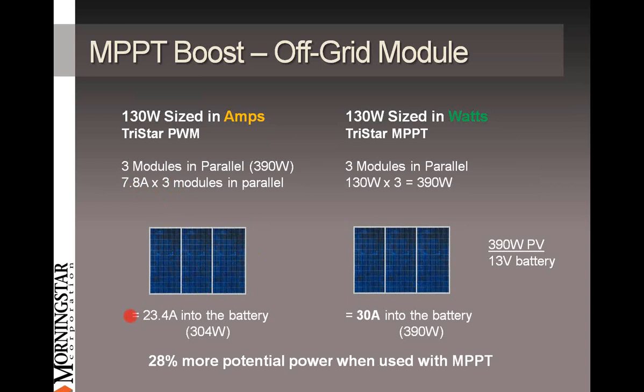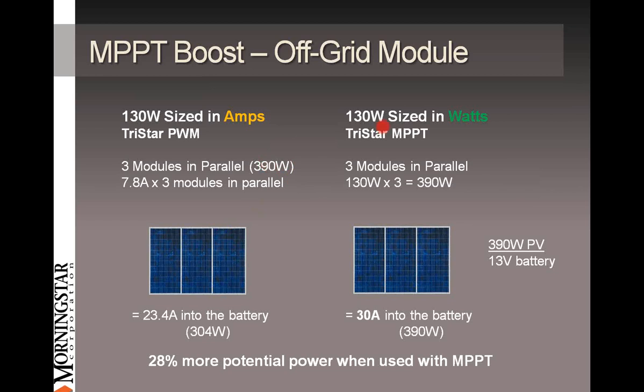On a PWM controller, that amperage is what's going to go into the battery because voltage is not used. It drops to match the battery. So when I take this 23.4 amps, and let's assume my battery is 13 volts for all these situations, 13 times 23.4 gives you 304 watts. That's really the power you're getting out of this when you charge with PWM. So 304 is not really 390. We've lost about 86 watts in the process.